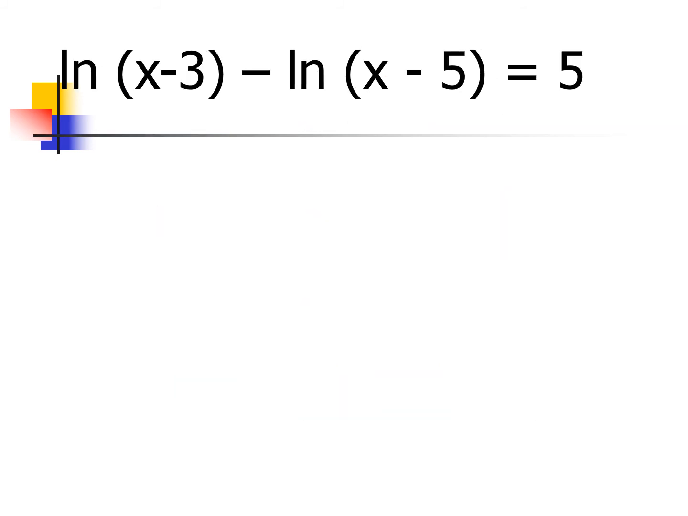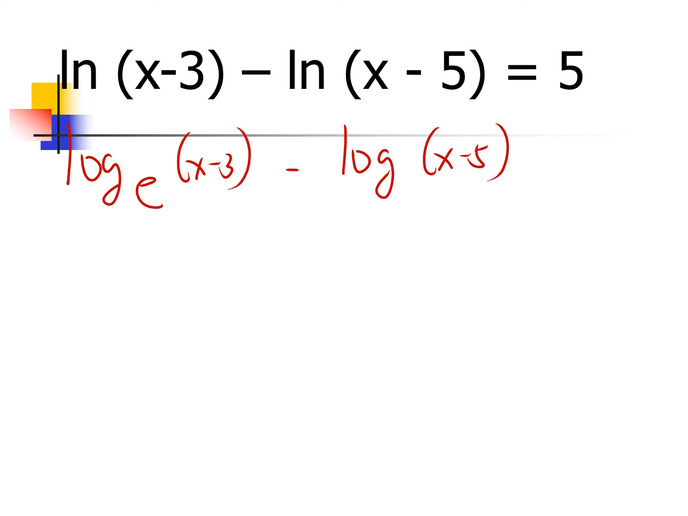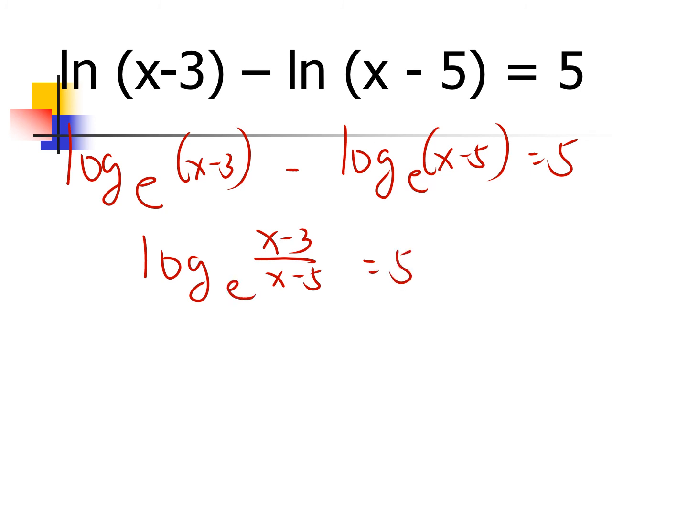How about this one? Ln of x minus 3 minus ln of x minus 5 is equal to 5. Kapag ganito yung ating example, ibig sabihin, ito ay natural logarithm, at ang ating base is equal to e. So therefore, simplify muna po natin ito into logarithm of x minus 3 to the base e minus logarithm of x minus 5 to the base e is equal to 5. Now, since may parehas tayong base, pwede po natin siyang pagsamahin. Pwede itong maging logarithm of x minus 3 over x minus 5 to the base e is equal to 5.